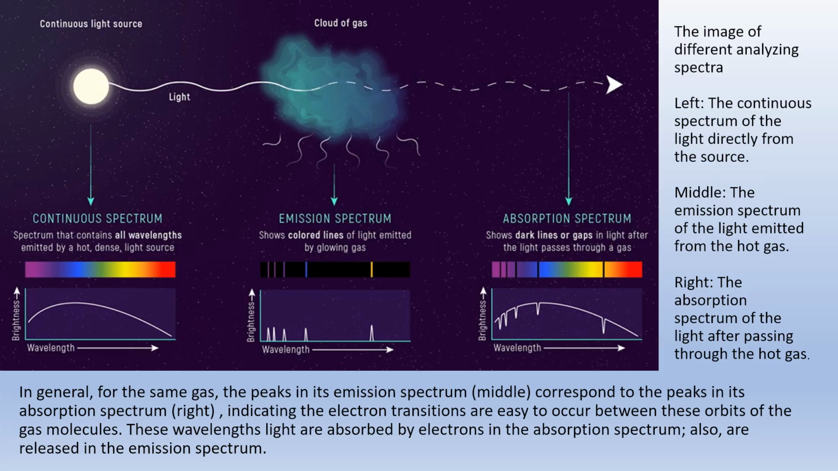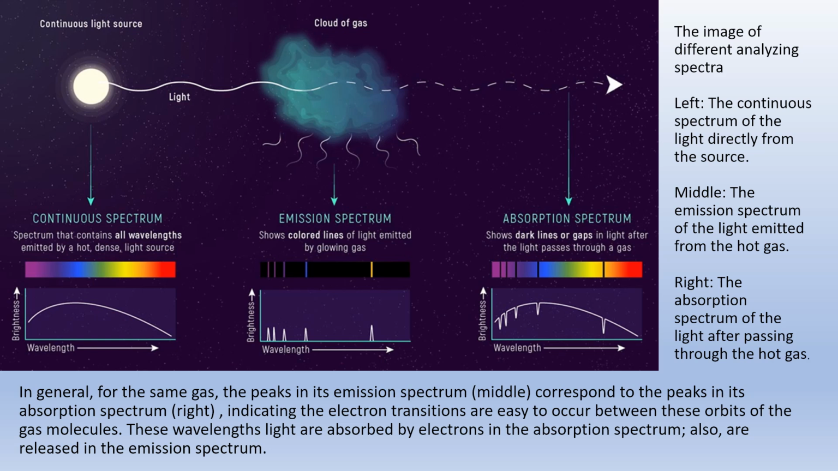The image of different analyzing spectra. Left, the continuous spectrum of the light directly from the source. Middle, the emission spectrum of the light emitted from the hot gas. Right, the absorption spectrum of the light after passing through the hot gas.